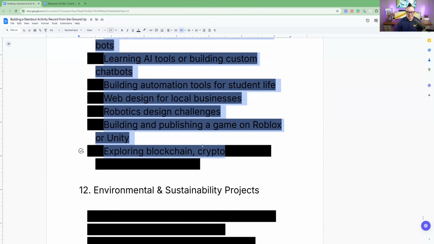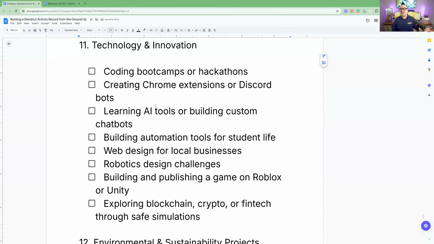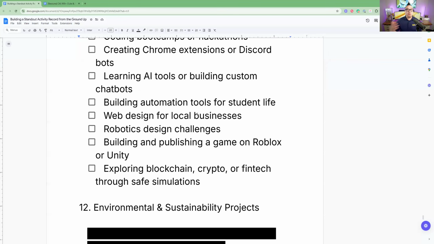Technology, those who are more geeky as well too, right? Coding boot camps, hackathons, creating tools, Chrome extensions, Discord bots, AI tools, chat bots, automation tools, web design, robotics, building a game. Fun fact: one of our students, what school is she at now? MIT? No. Caltech? No. One of those schools, she built on Roblox, and that was her thing. She actually sold clothes on Roblox, which is super cool. Blockchain, crypto as well, right?